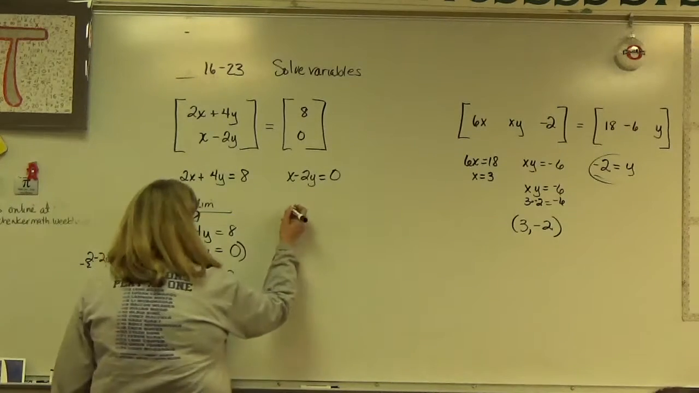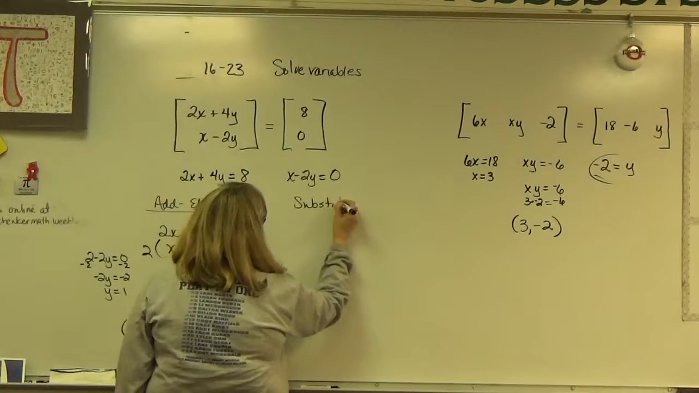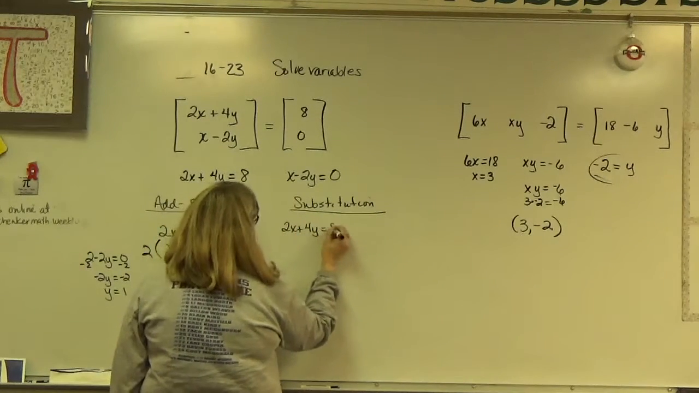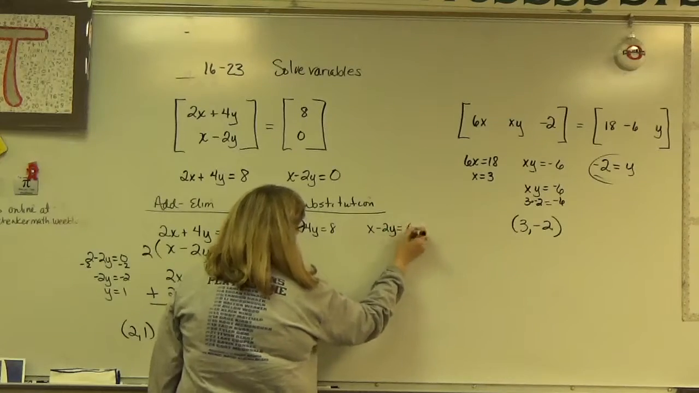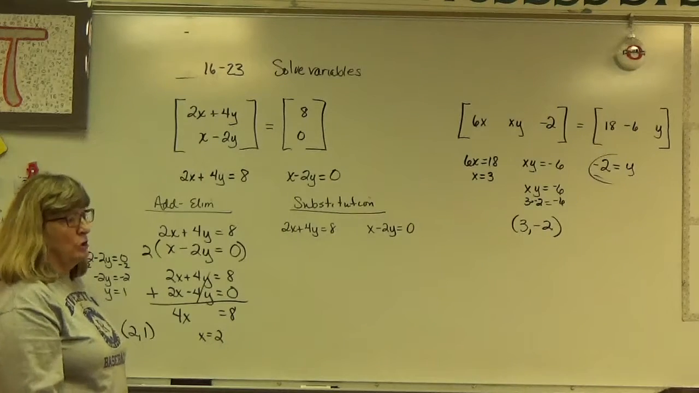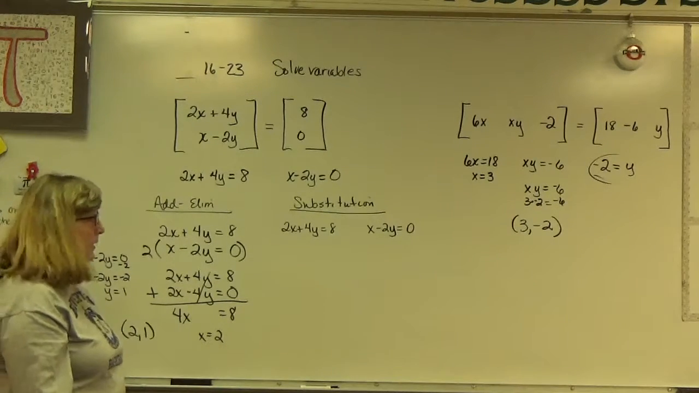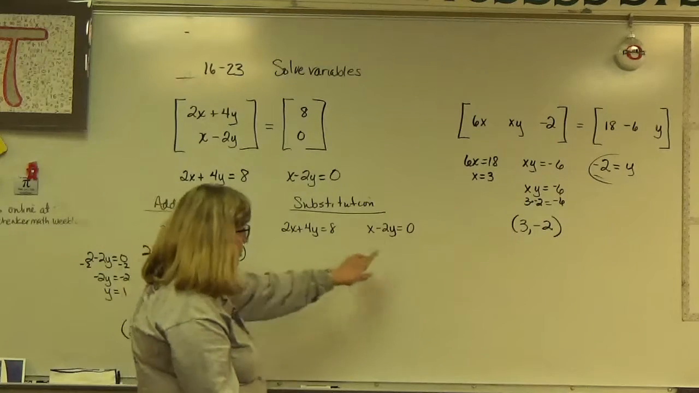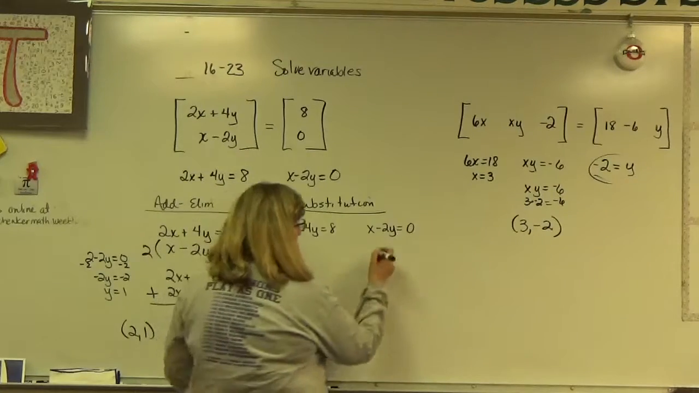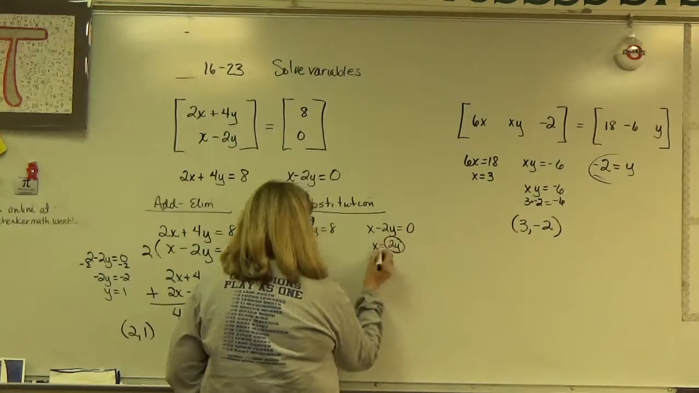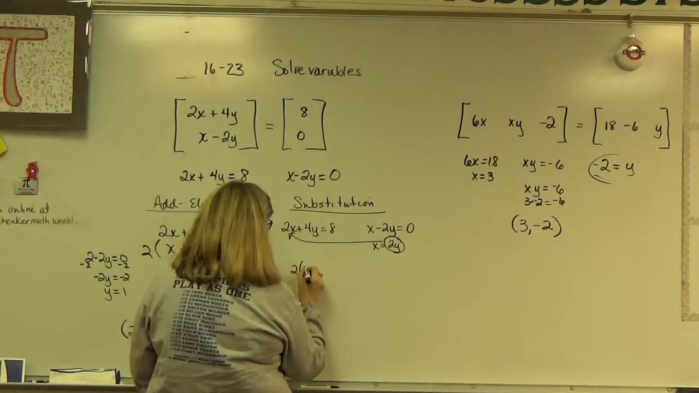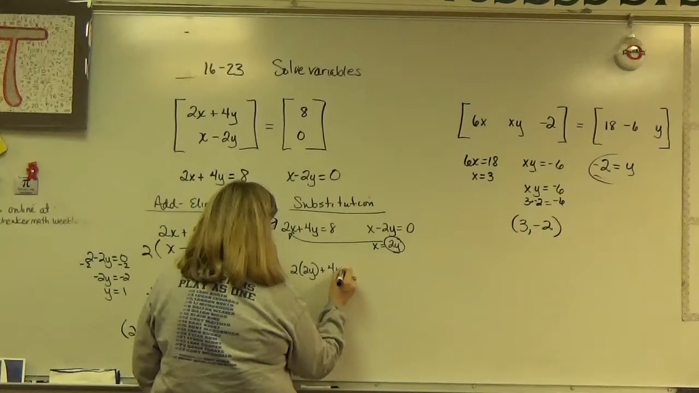Now, with substitution, I always put my equations beside each other. And then I choose one of them and solve it for either x or y. It doesn't matter which one you choose, although there will be one equation that might be easier than the other. So probably I would want to choose this one, right? And what would I want to solve it for? x. So to solve for x, you would add 2y. So now into the other equation, wherever there's an x, I'm going to put 2y. So it's going to be 2 times 2y plus 4y equals 8.